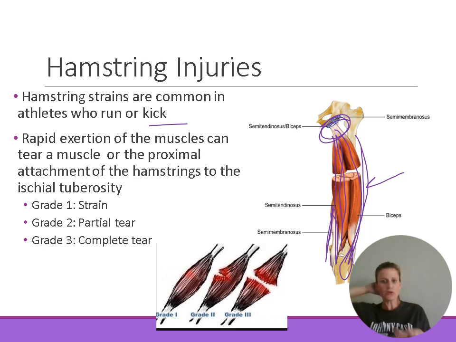Grade 2 will generally still heal with RICE and NSAIDs, but it's going to be weeks of rest as opposed to days of rest. If there's a complete rupture, it might take months of rest in order to completely heal on its own. Kind of days to weeks to months, depending on the severity. They do typically heal on their own, though. They do typically heal without requiring any surgical intervention.